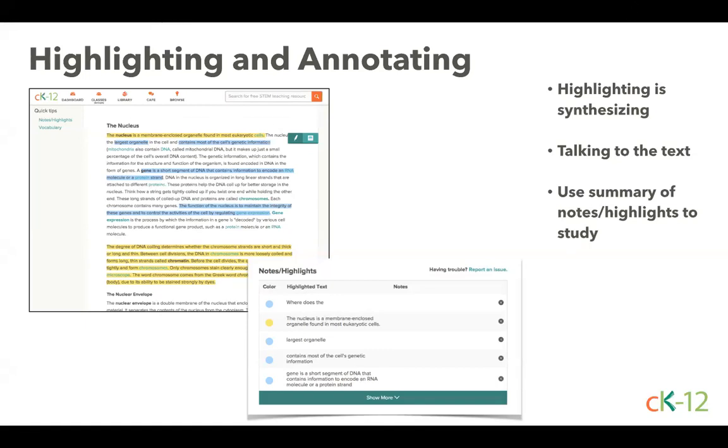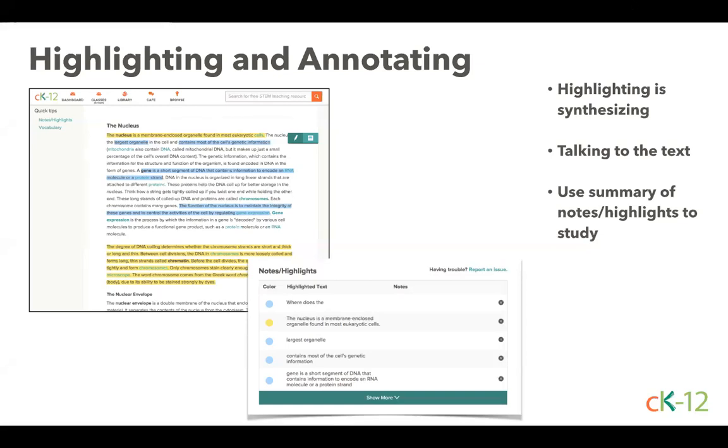It really helped the students develop some very good academic reading tools to help them process content of academic language. And as you know, highlighting is synthesizing. So we really know that when students highlight the topic sentence and supporting points, they understand the text better. You've heard the expression talking to the text.